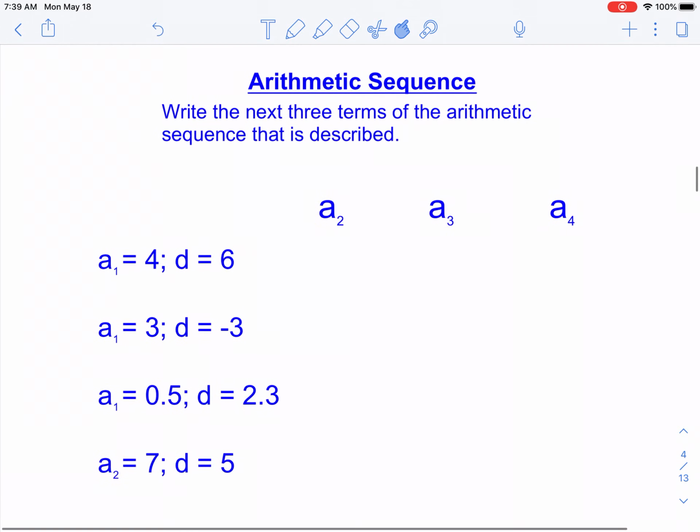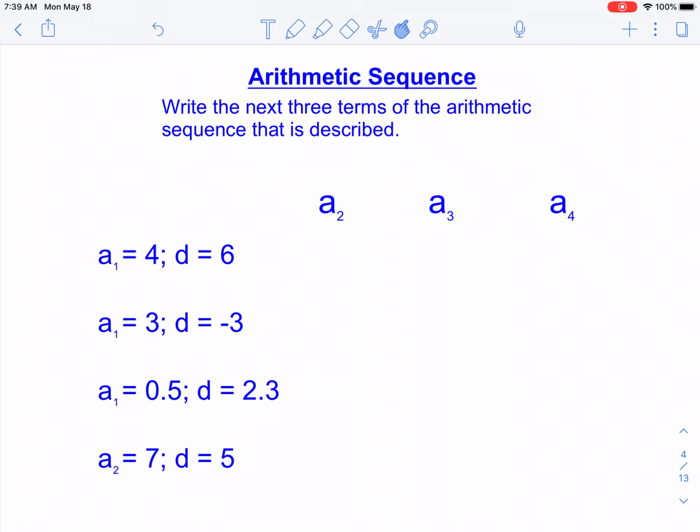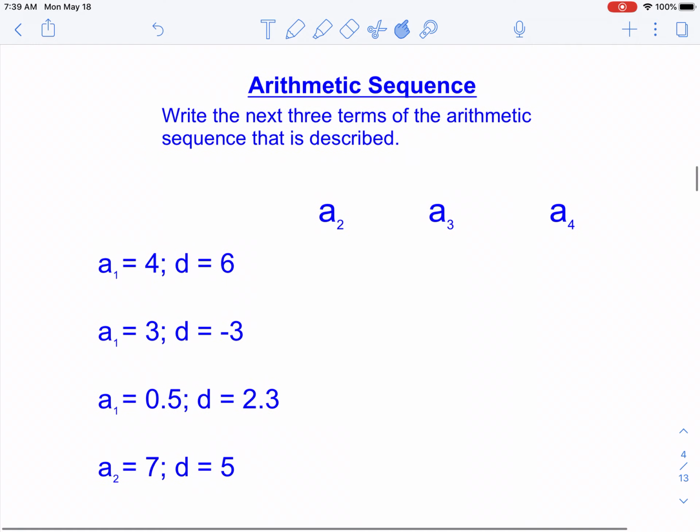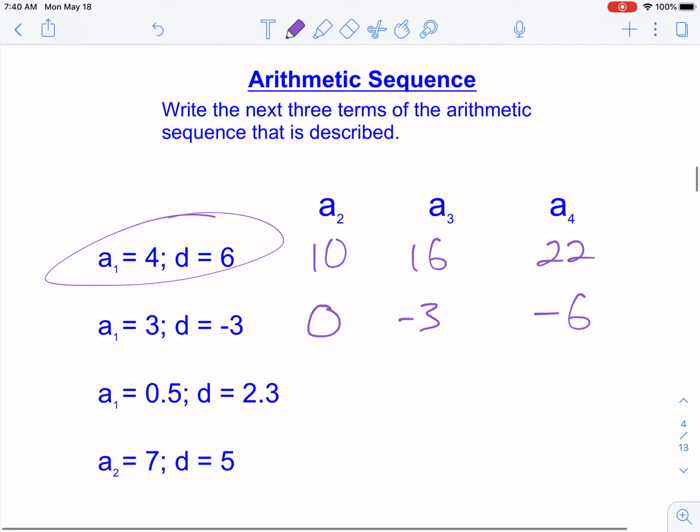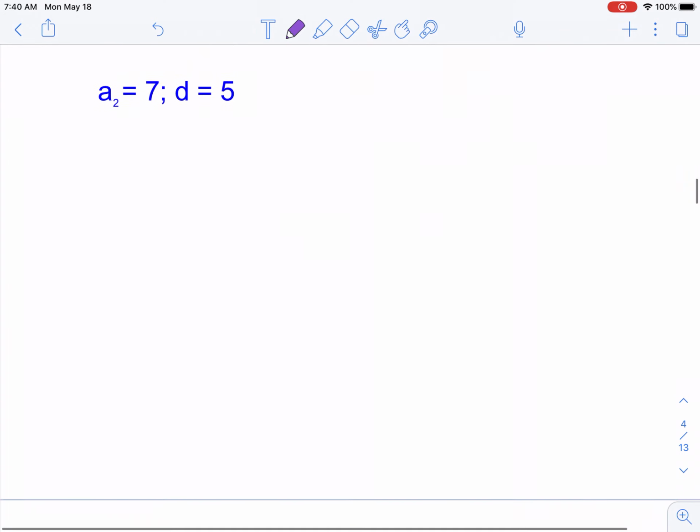So this slide just wants you to get used to finding the next successive terms. So for this one right here, if the first term equals 4 and the common difference equals 6, then the next one will be 10, the next one will be 16, the next one will be 22, right? If a1 equals 3 and the common difference is negative 3, then the next one will be 0, then negative 3, then negative 6, so on and so forth. You could do the rest of those.